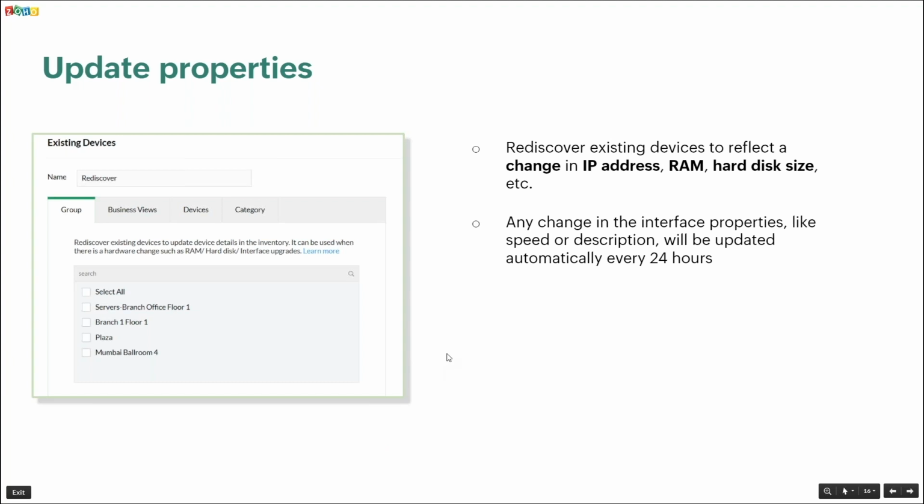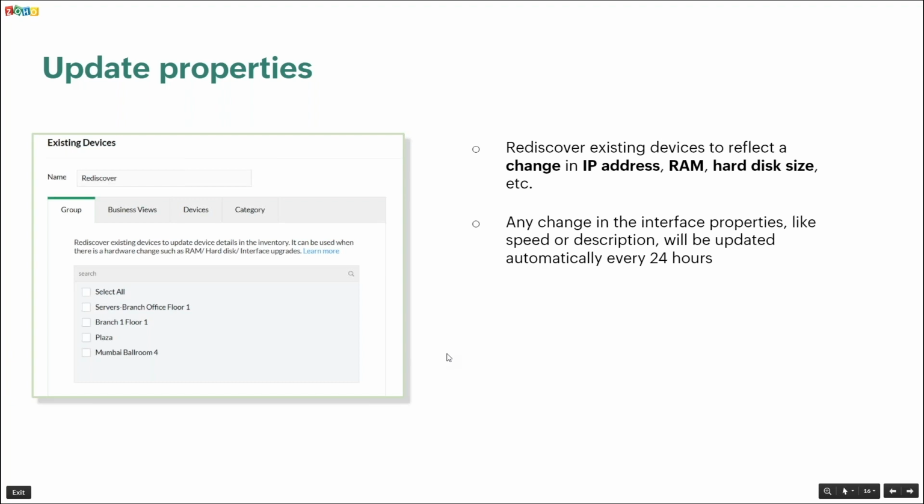So inside OpManager, the rediscovery of the existing devices will reflect and update the changes which are happening within the IP range, the IP address of the device, RAM, hard disk size, and so on. OpManager is also going to update the interface-based properties automatically every 24 hours. So if there is any change in the interface, let's say if there is a change in the ifSpeed, or in the ifIndex, or the status of the interface has changed, anything which is changed in that particular interface, the product will scan those devices every 24 hours and see if there is any change with those interfaces and update them automatically.